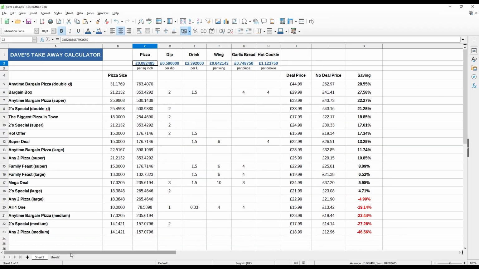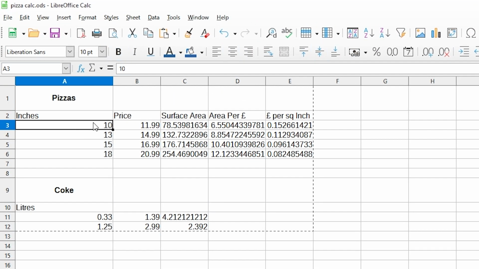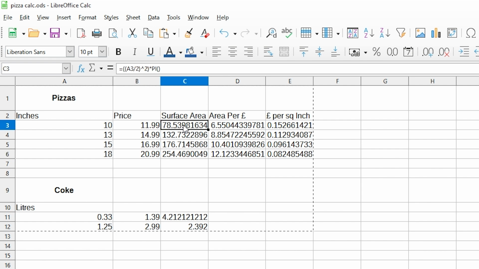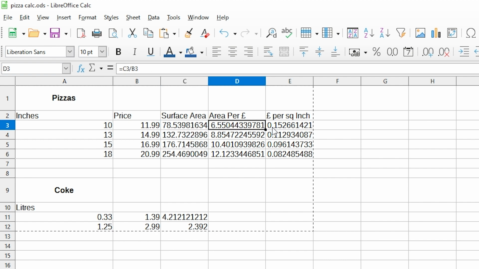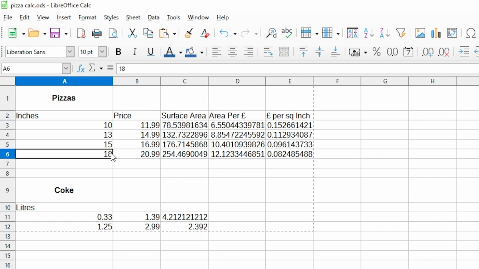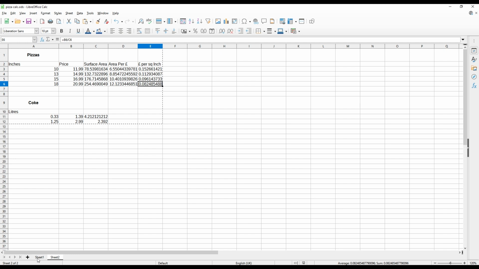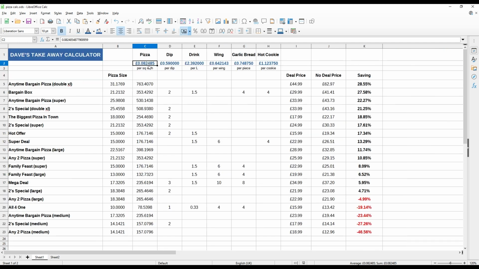So with the pizza, I got the prices of the pizza. For example, a 10-inch pizza was $11.99, a 13-inch pizza was $14.99, a 15-inch pizza was $16.99 and an 18-inch pizza was $20.99. I worked out what the surface area of that pizza is with pi r squared, and basically worked out what the price was per square inch. And the cheapest price per square inch obviously is on the largest pizza, the 18-inch pizza. So that is my base price for an American hot pizza, which is what I'm interested in. So I copied that price over to there. That is my pizza price per square inch, and that's what I'm basing stuff off.